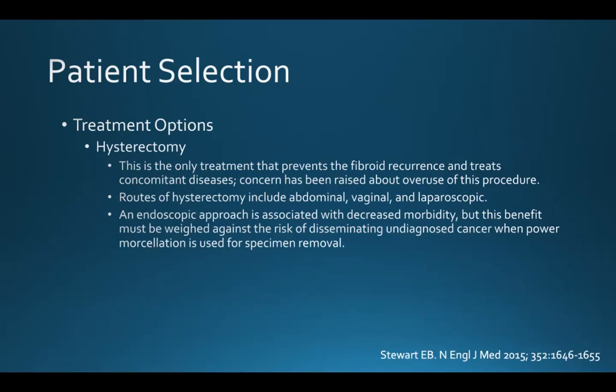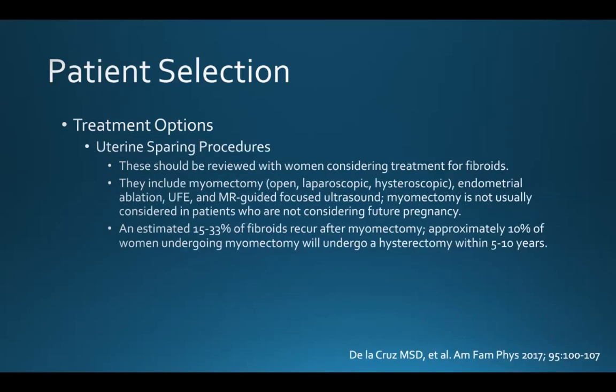Routes of hysterectomy include abdominal, vaginal, and laparoscopic. And remember that an endoscopic approach is associated with decreased morbidity, but this benefit has to be weighed against the risk of disseminating undiagnosed cancer when power morcellation is used for specimen removal.